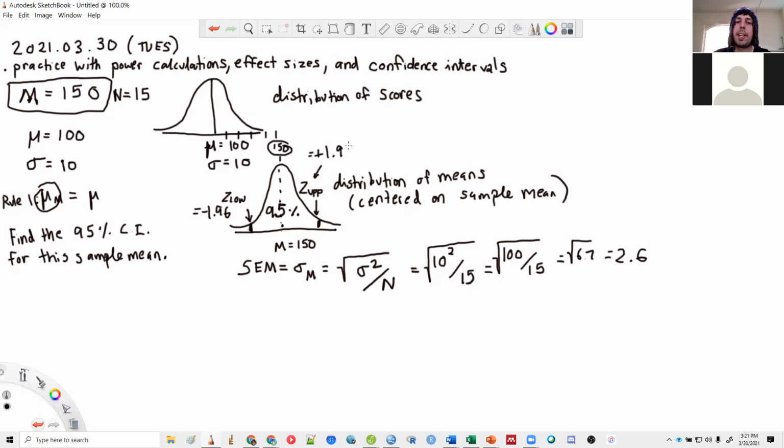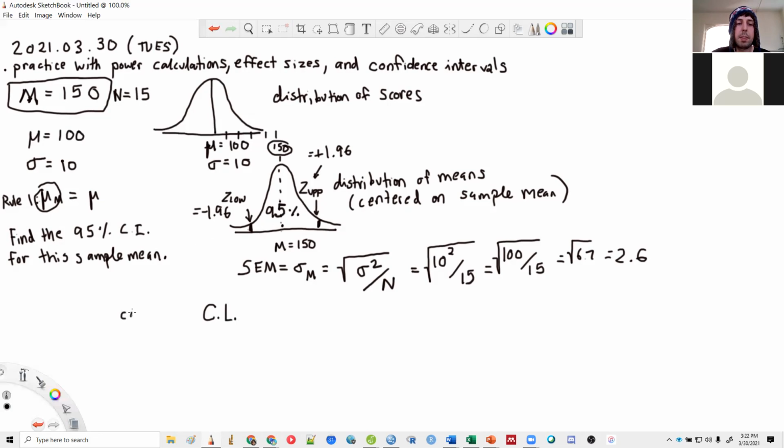If it was the 99% confidence interval, I believe it would be minus 2.58 and positive 2.58. And in terms of this sort of problem, those are the only numbers you'll ever need to know, because no one's ever going to ask you for the 60% or 50% confidence interval. It'll all be the 95% or 99%. So now we have all of the information that we need to compute our confidence interval. So let's compute the confidence limit.